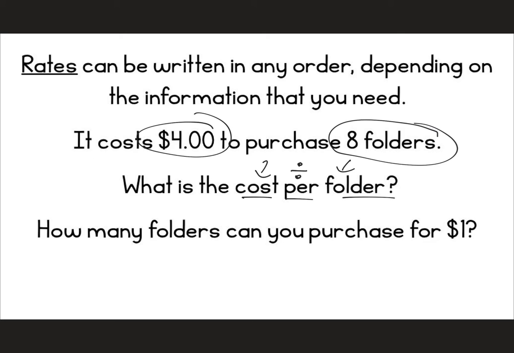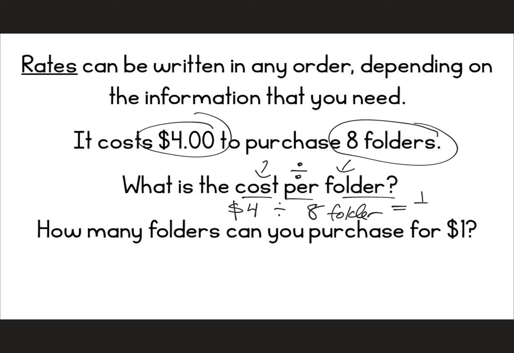So if we want to find the cost per folder, what do you think we should do, Libby? Divide $4 by 8. $4 divided by 8 folders. Okay, and Libby, turn on your calculator. Now, Libby, press the little calculator that looks like it's running. Okay, and type in 4 divided by 8. And press enter. What does it tell you?